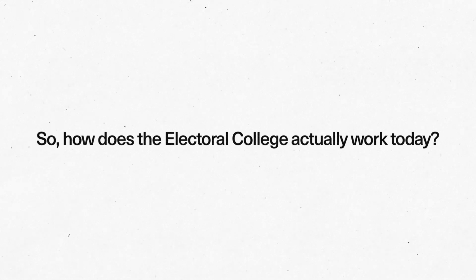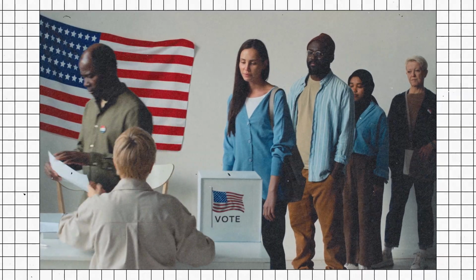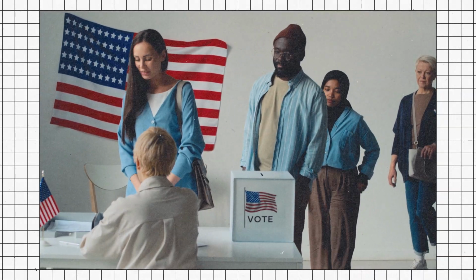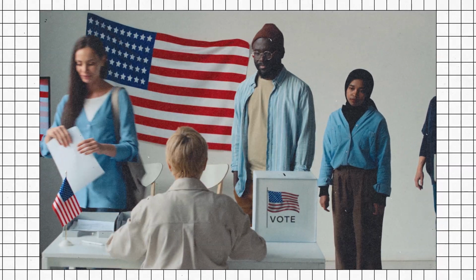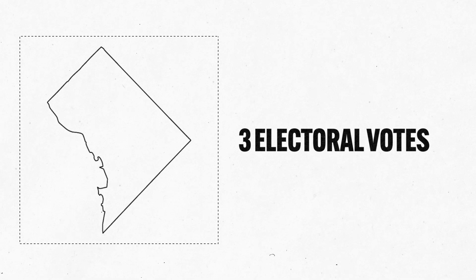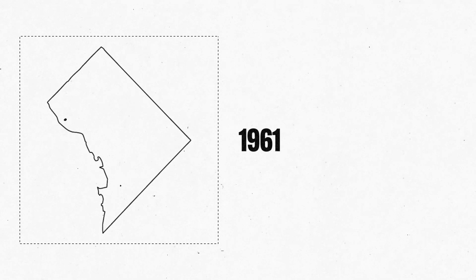So how does the Electoral College actually work today? Each state is assigned a certain number of electoral votes, which equals its total number of senators, every state has 2, plus its number of House representatives, which varies by the state's population. For example, California has 52 congressmen and 2 senators, which gives it a total of 54 electors. Washington, D.C., which has no congressional delegation, was awarded 3 electoral votes by the 23rd Amendment in 1961.